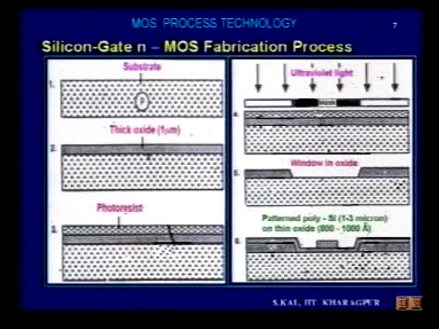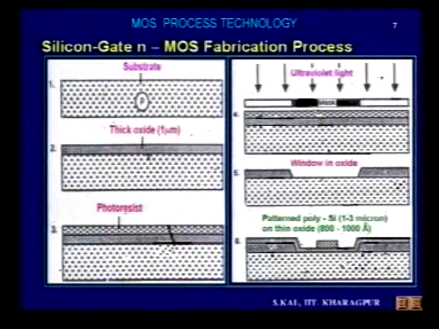So their gate oxide thickness were in the range of those values, and obviously that is grown using the dry oxidation process, where the fixed oxide charges will be less, interface oxide trap charges will be less. So after the gate oxide is formed, here you see gate oxide is formed, and after that polysilicon is deposited. 1 to 3 micron thickness polysilicon is deposited, and that polysilicon is patterned. Here gate is patterned.